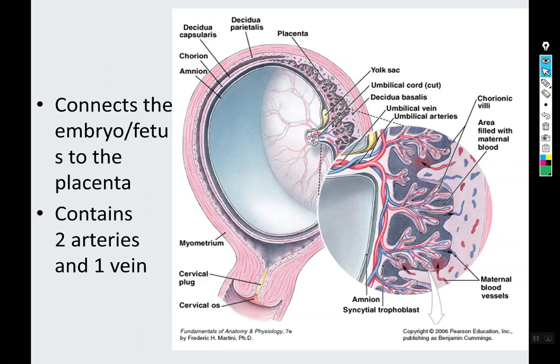Okay, so the placenta connects the embryo or fetus to the mom and to the wall. So it's a large structure that clings to the wall, and it's functionally a new organ that a woman grows in addition to growing a new human during pregnancy.